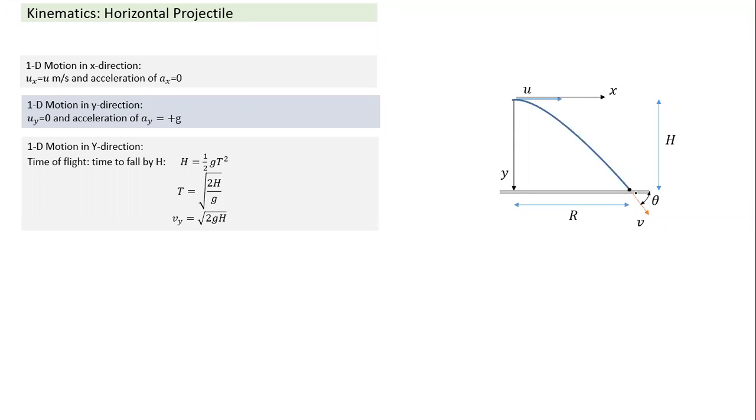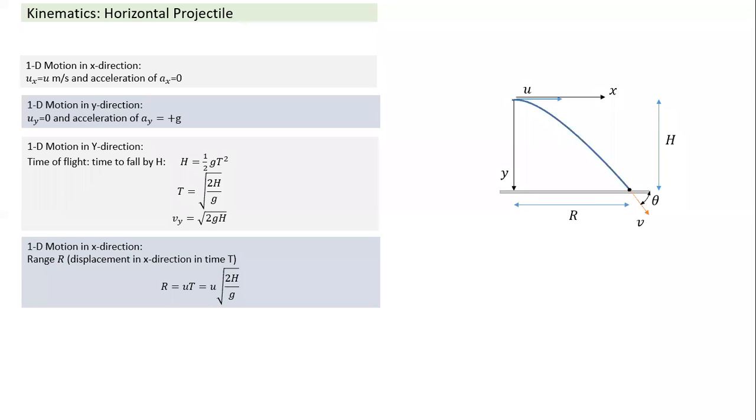And the angle may be asked either from the horizontal or from the vertical. If the angle is from the horizontal, it will be the y component divided by the x component. If the angle is measured from the vertical, the tangent of the angle will become the reverse. Okay. So what is the range?